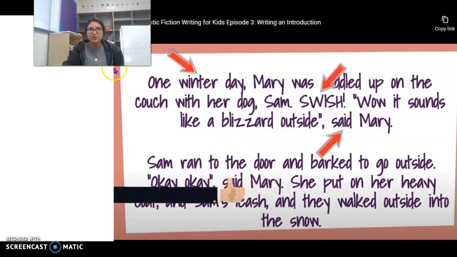So, one winter day, that's setting, swish is the sound, said Mary, so Mary's the one who's talking. But which one are we focusing on? Are we focusing on sounds or conversation, the dialogue, or are we focusing on the setting?